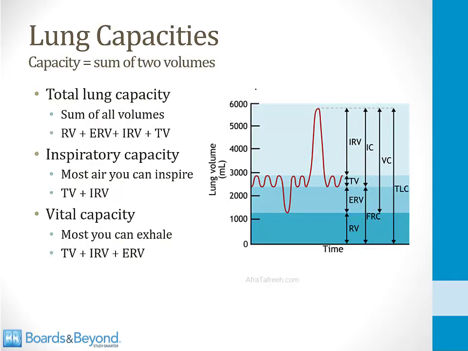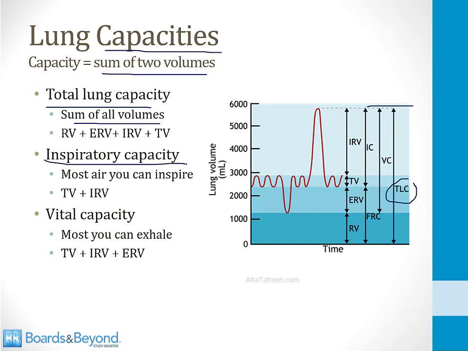In pulmonary physiology, we also talk a lot about lung capacities. A capacity is a sum of 2 or more volumes. The first capacity that's important is the total lung capacity. This is the sum of all the volumes. So if you look at this graph now, which I've expanded to show the capacities, this is the total lung capacity, and that's that number of about 6 liters that I told you before. This number includes the residual volume, the expiratory and inspiratory reserve volumes, and the tidal volume.